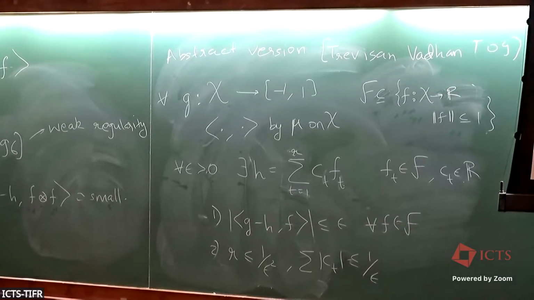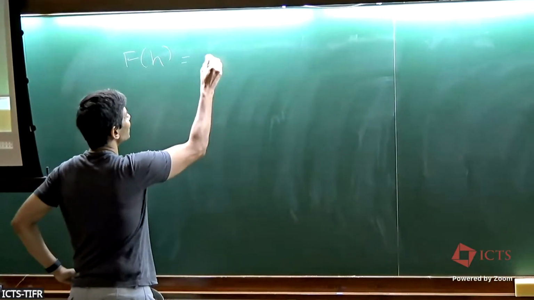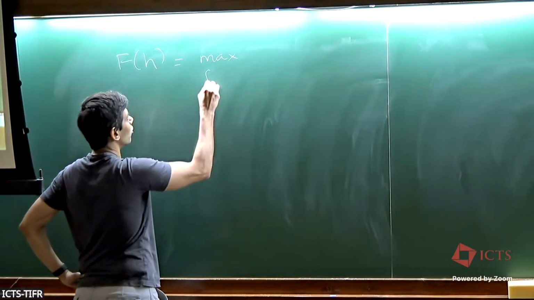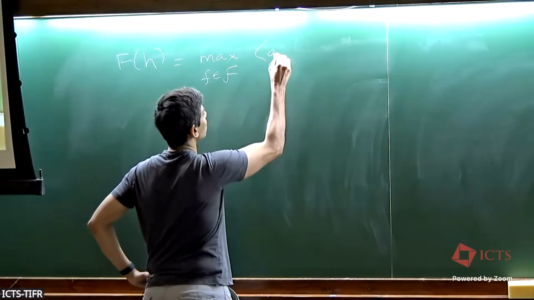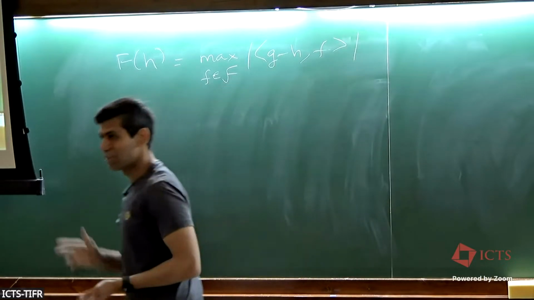If you know what gradient descent is, we are basically trying to minimize the following functional, which is a function of h, or the max, or supremum if F is infinite. We're just trying to do this.